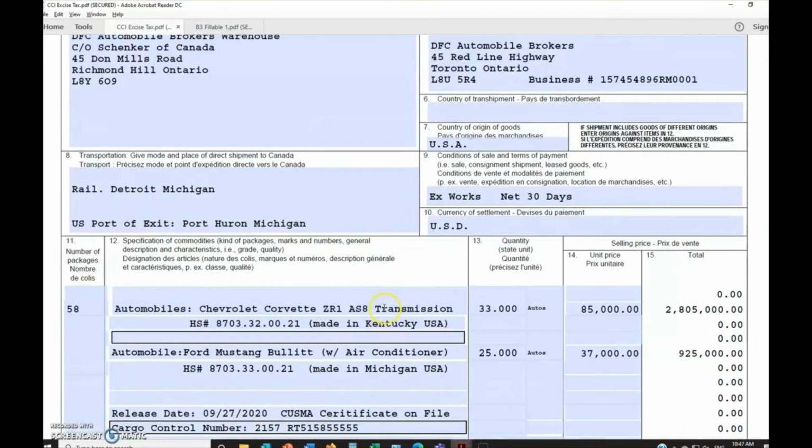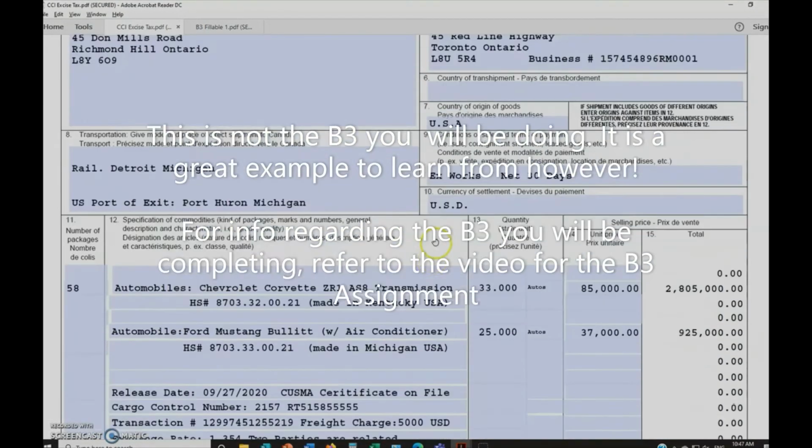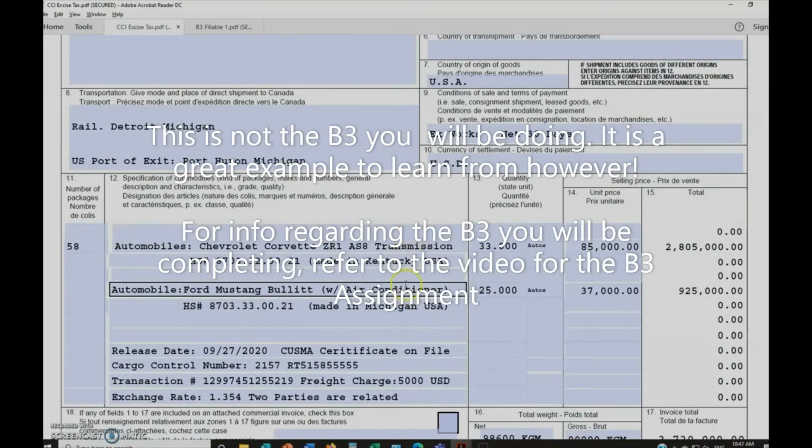So there's a few things that we need to know. We've got a shipment here of 2 different types of automobiles. This is a rail shipment, okay? It is not a truck shipment. You need a railway car to handle 58 automobiles. So we've got 2 different types of automobiles.